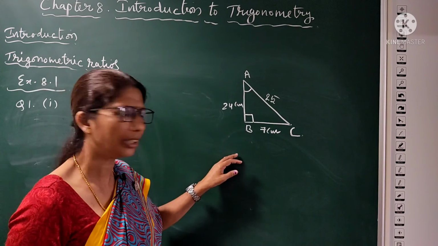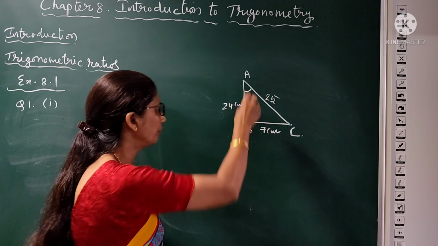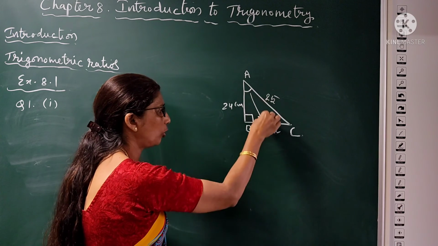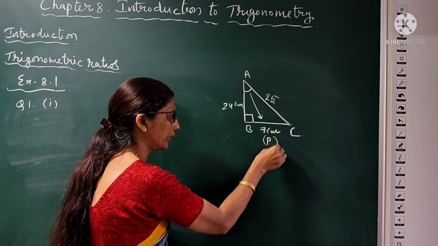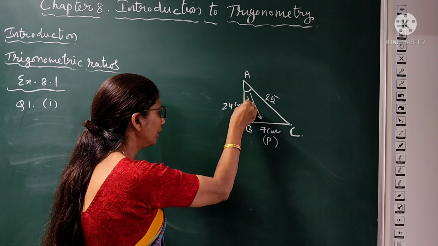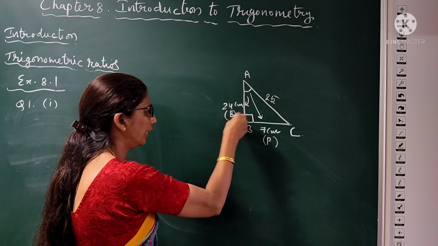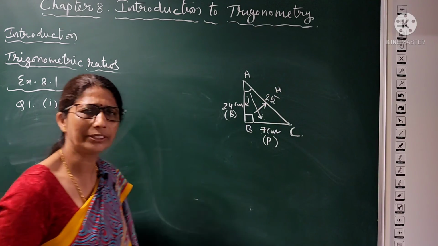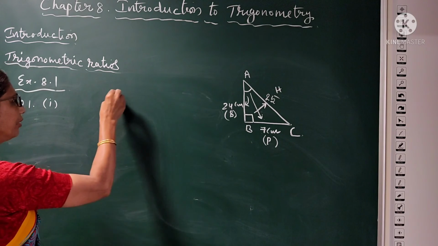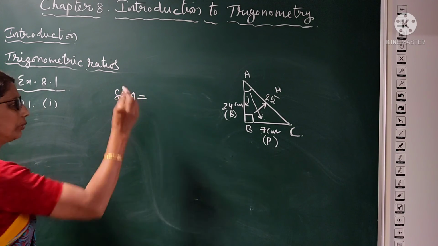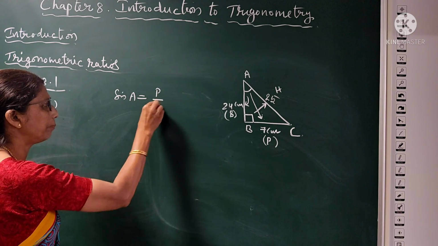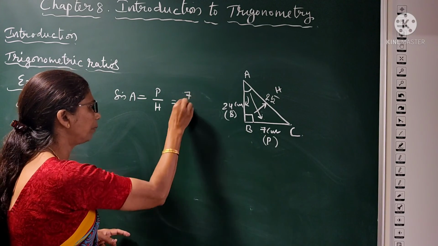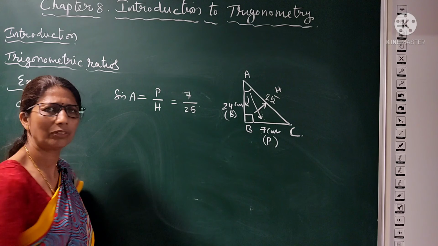Now from this triangle we have all the 3 sides. We have to find sin A. Sin A means this is opposite of this. That opposite we are considering as perpendicular. And what is the nearer one? The nearer one is base. And you know already that opposite of 90 degrees is the hypotenuse. These are the 3 sides. From this we can find sin A. Sin A formula is P upon H. What is perpendicular here? 7. So 7 upon hypotenuse 25. This is the value of sin A.